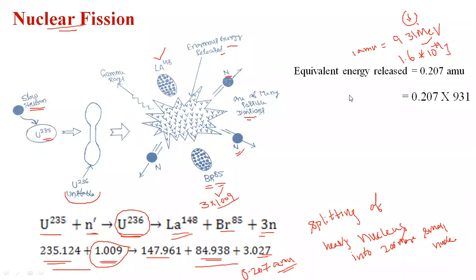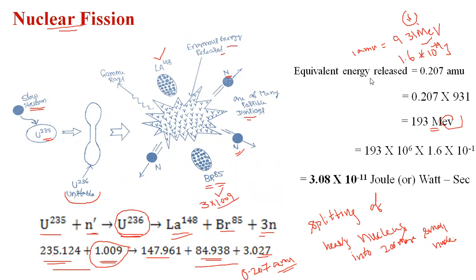Now substitute the value 193 mega electron volts, that is 931 into 0.207, 193 mega electron volts, where 1 mega means 10 to the power of 6, and 1 electron volt is 1.6 into 10 to the power of minus 19. Finally we are getting 3.08 into 10 to the power of minus 11 joules or watt second. This is nothing but the nuclear fission, and the next one, nuclear fusion.